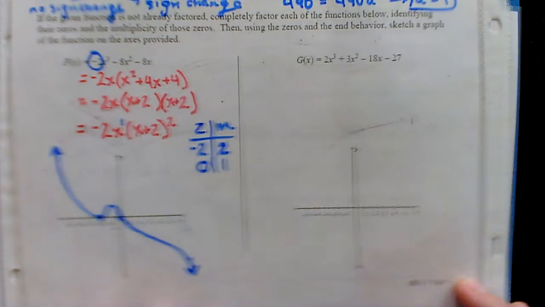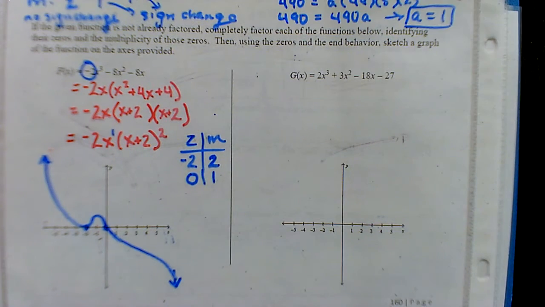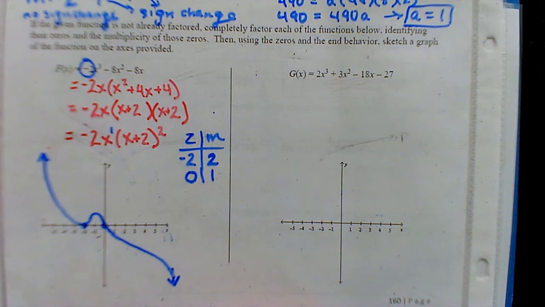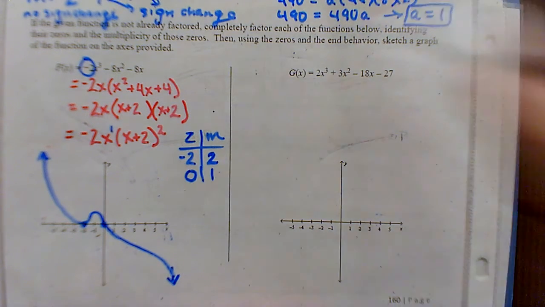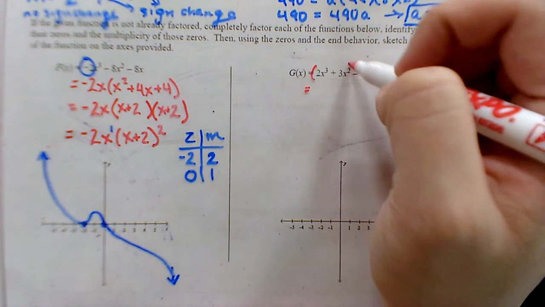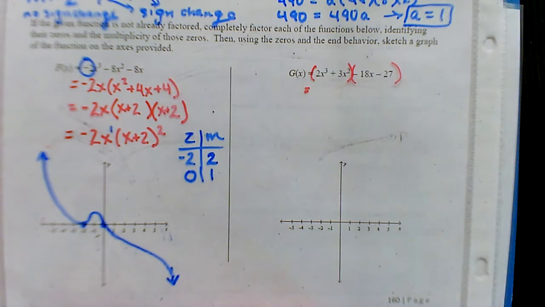All right, let's go ahead and try the next one. So we're going to factor it first, trying to find those x-intercepts. Think about your factoring techniques. What do you want to try for this one? Yeah. Grouping. We got 4 terms. All right. So GCF for the first group.